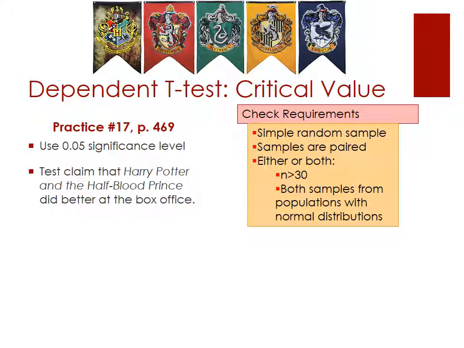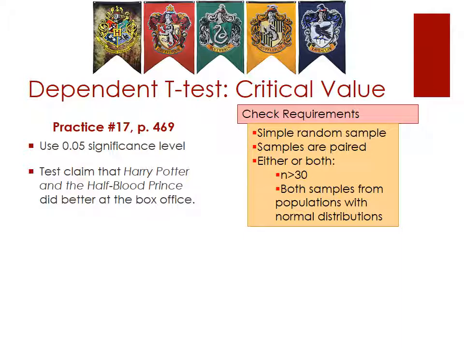Well, we're going to have a simple random sample as always. Here we have to have our samples that are paired. That makes it the dependent t-test. And here we need to have, once again, either an n greater than 30, or we need to know that both samples come from populations that are normally distributed.